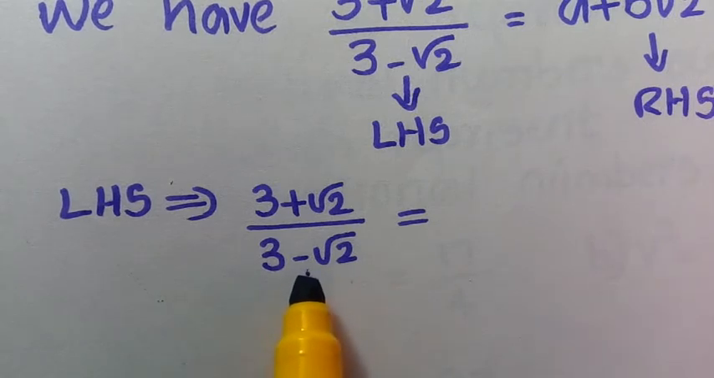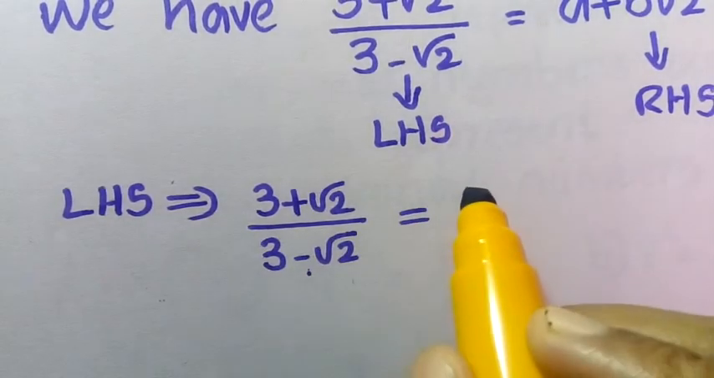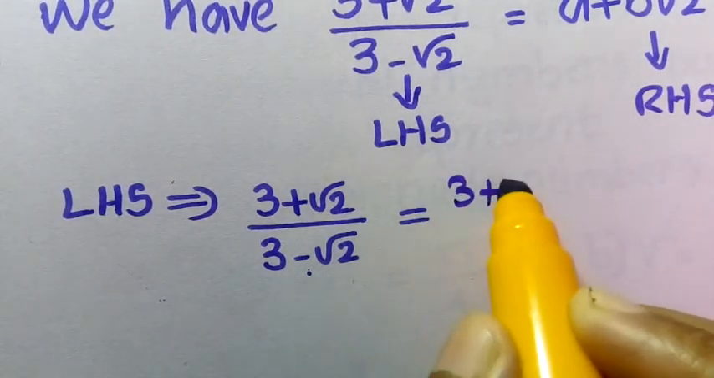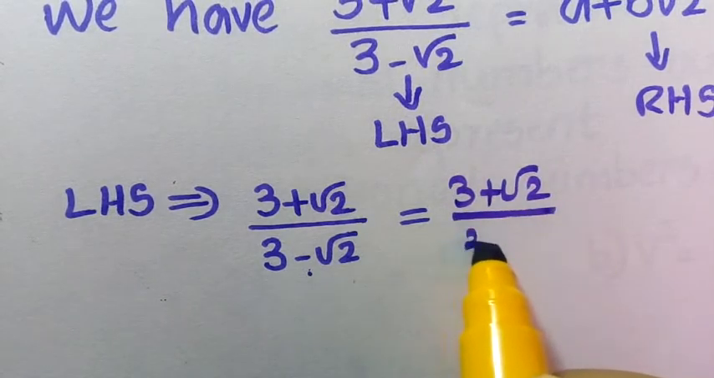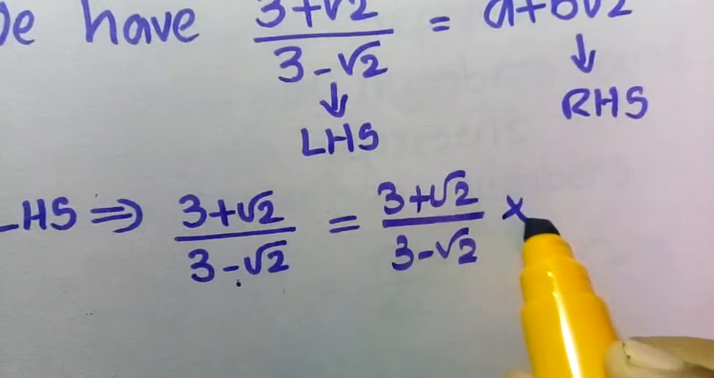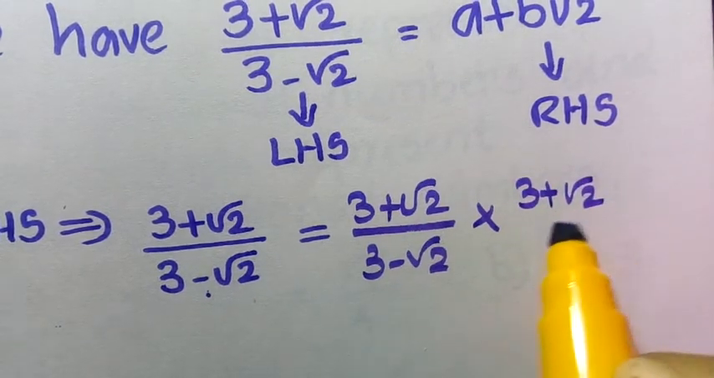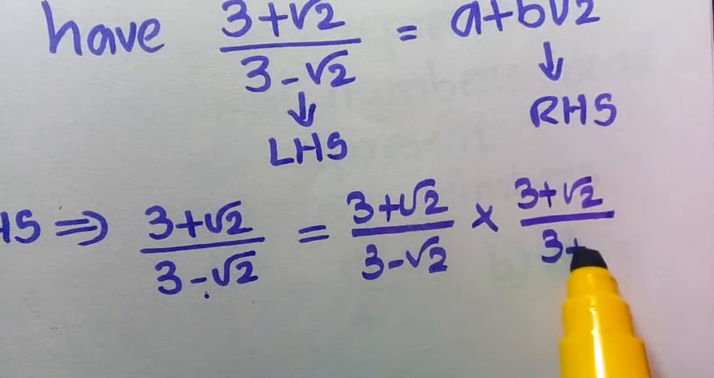Here the denominator is 3 − √2. The conjugate of 3 − √2 is 3 + √2. Thus, we are going to multiply the numerator and denominator by 3 + √2. So, (3 + √2)/(3 − √2), this is the question, into the conjugate (3 + √2)/(3 + √2).